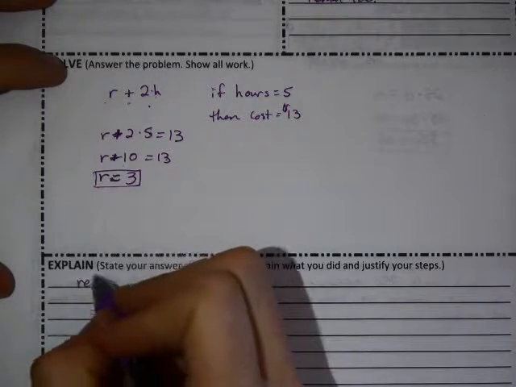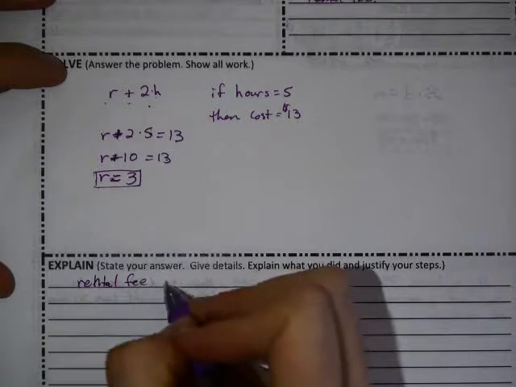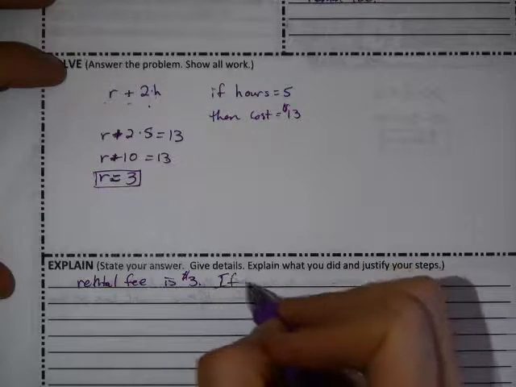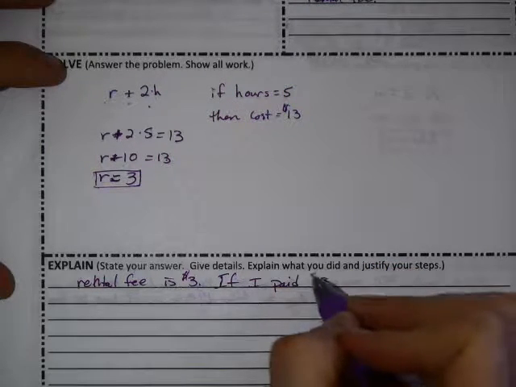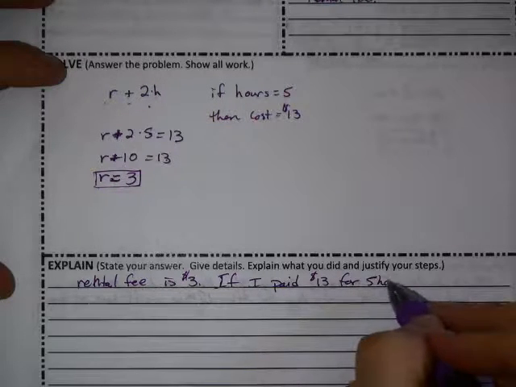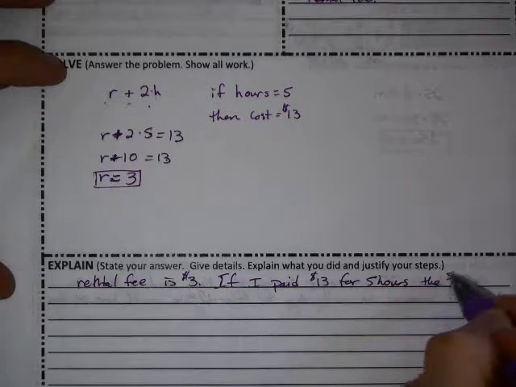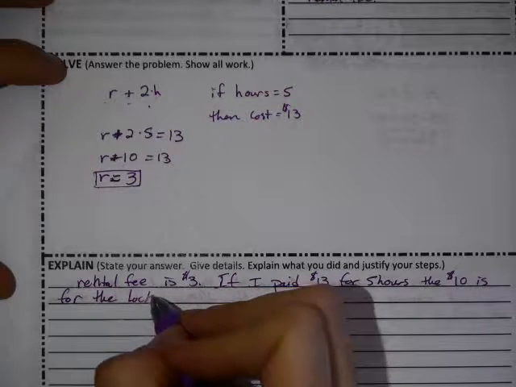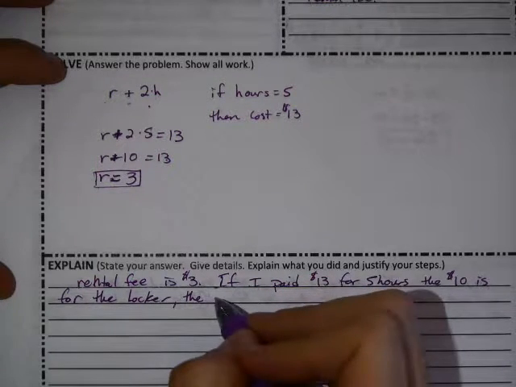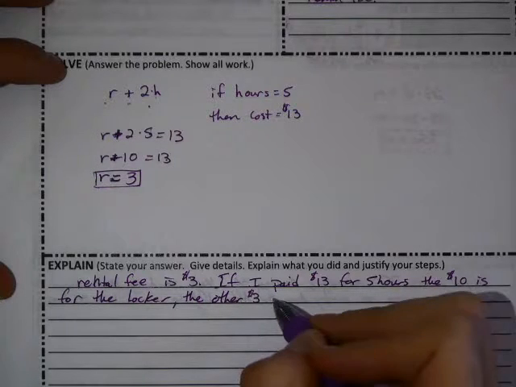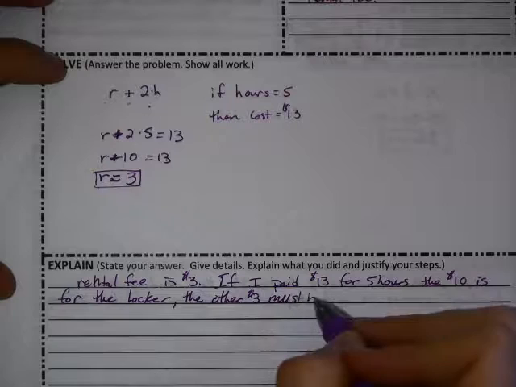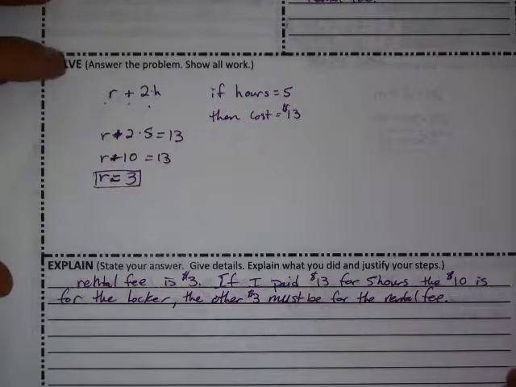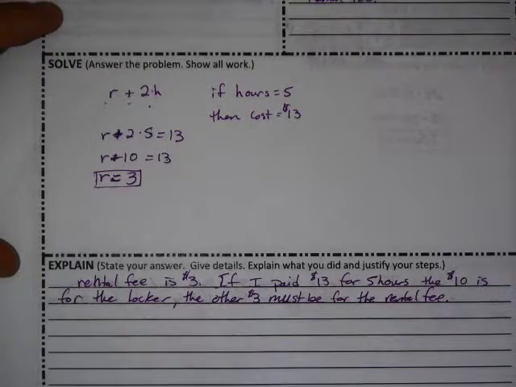You know the rental fee is $3. And how do you know that it's $3? Well, if I paid $13 for 5 hours, then 10 of those dollars is for just the locker. So the other $3 must be for the rental fee. Okay. And then I know the rate of change is $2 per hour, right?